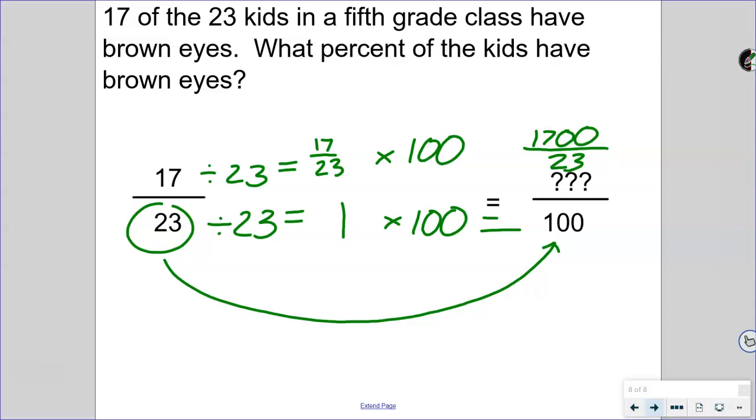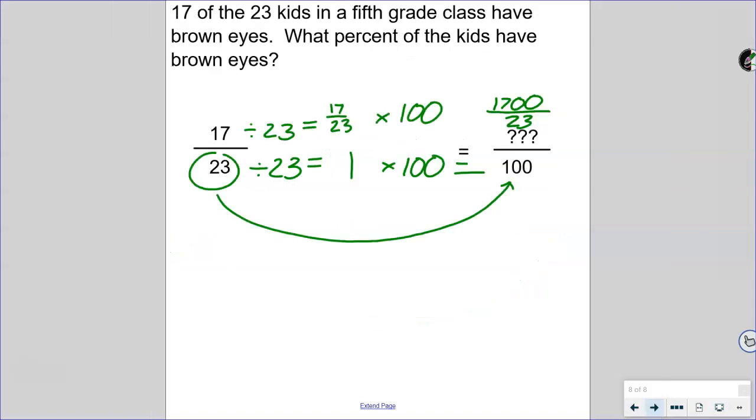So we can't leave it as that. You can't say, oh, the percentage is 1,700 23rds percent. That's improper. You know we can't do that. So we're going to use some division to rename 1,700 23rds. I'm going to set up 1,700 divided by 23 to find out how many groups of 23 there are in 1,700.